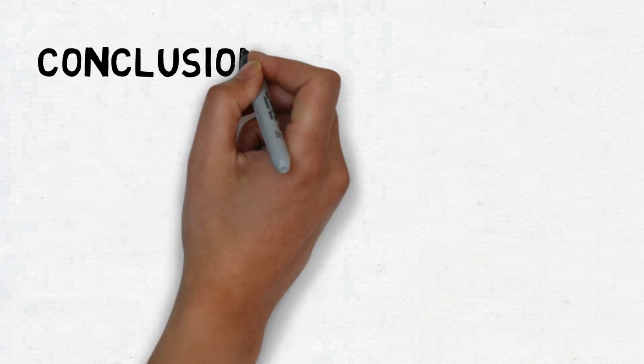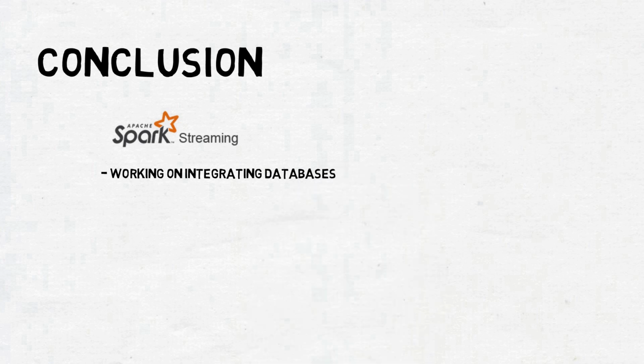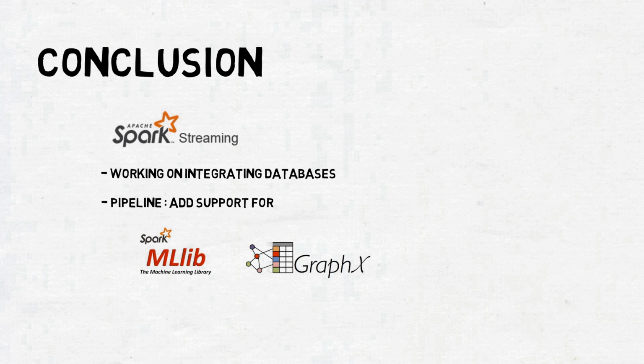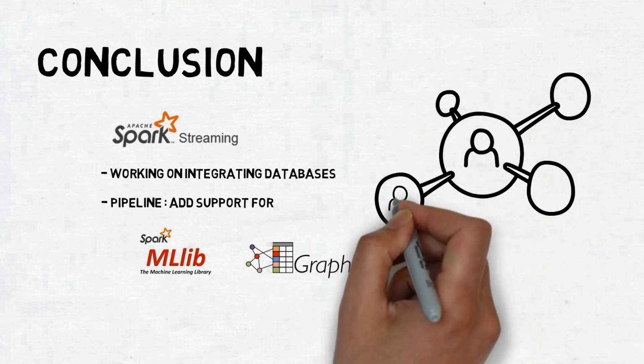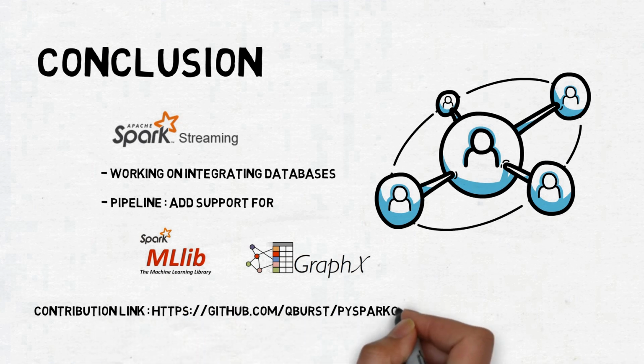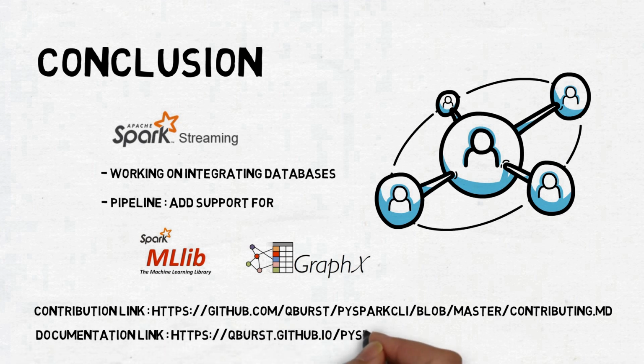The current version of PySpark CLI provides a few templates and support for streaming projects. Currently we are working on integrating databases with the created projects. There are plans in the pipeline to add support for other PySpark modules like MLlib and GraphX. We would like members of developer communities to add new functionalities to PySpark CLI so that we can collectively further this technology. You can use the contribution link to contribute to the PySpark CLI project. For more information on PySpark CLI, please click the documentation link in the description.